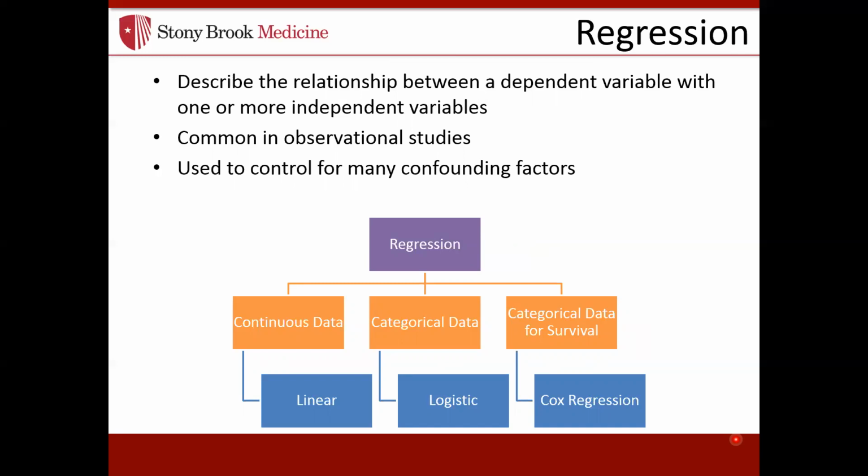So if you have continuous data, it would make sense to use a linear regression analysis. If you have categorical data, you would use a logistic analysis. And then if it's categorical data for survival, which is completely different, you would use a Cox regression analysis.